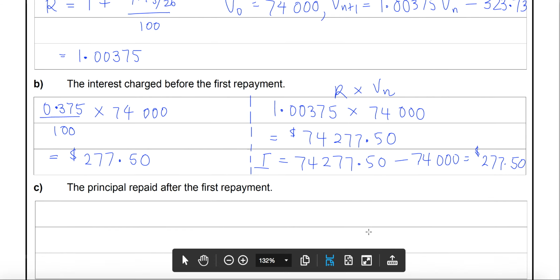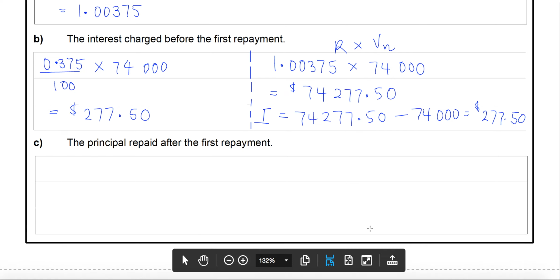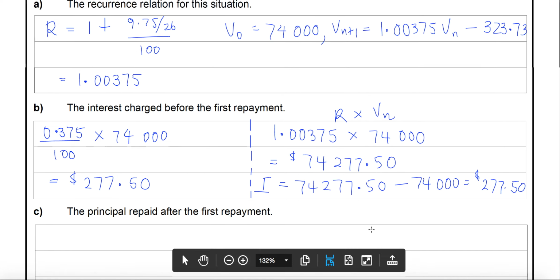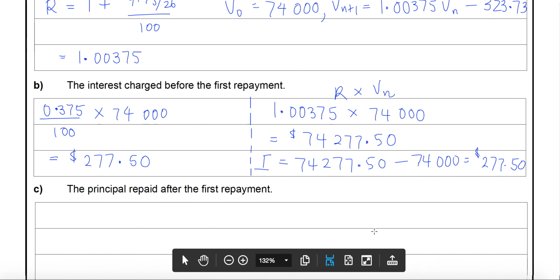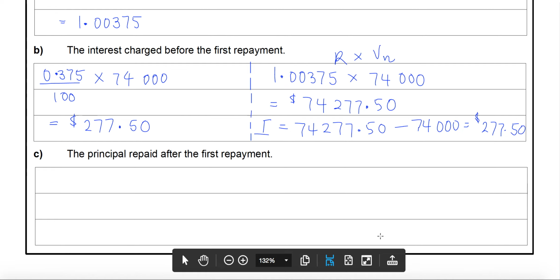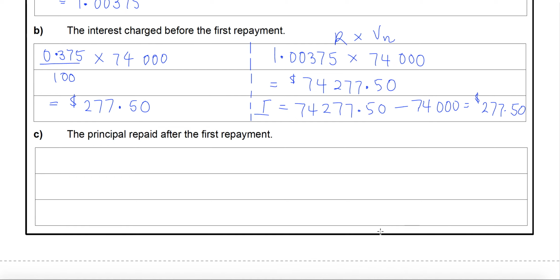Okay, so a lot of interest charged. It was a fairly high interest rate of, what was it, 9.75%. That is really quite high, so that's probably more in line with a credit card at the moment. But of course, historically, interest rates have been quite high in the past for various loans.